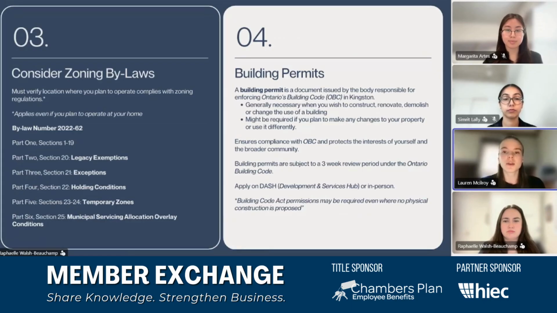And fourthly, a building permit also must be issued to you. A building permit is a document issued by the body responsible for enforcing Ontario's building code in Kingston. It ensures compliance with the OBC and is important in protecting the interests of yourself and the broader Kingston community. If you're planning to make any changes to your property or just use it in a different way, you may require a building permit. In fact, building code permissions may be required even if you aren't physically planning to construct anything on your property.